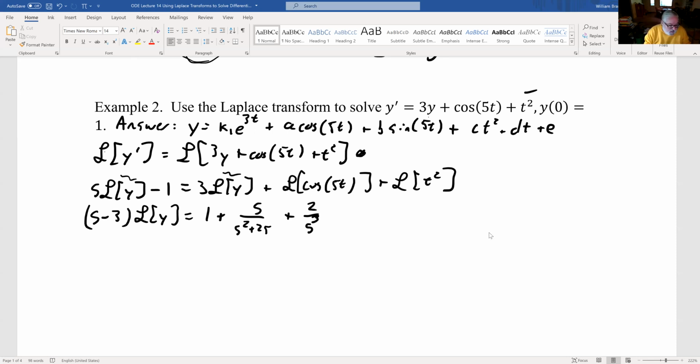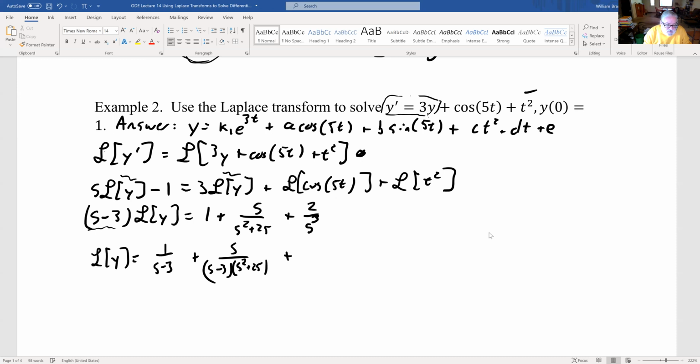So dividing both sides by the Laplace transform of y, and note that this thing here is the characteristic equation that you would get from this homogeneous equation, we get 1 over s minus 3 plus s over (s minus 3)(s squared plus 25) plus 2 over s cubed (s minus 3). So just divide both sides by s minus 3. What should this turn out to be?